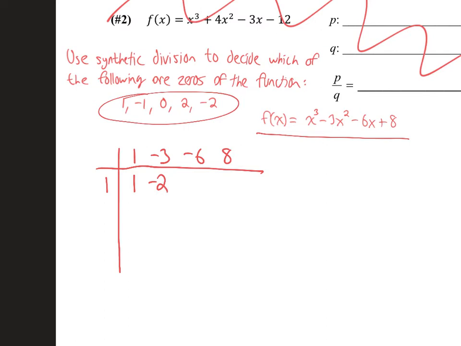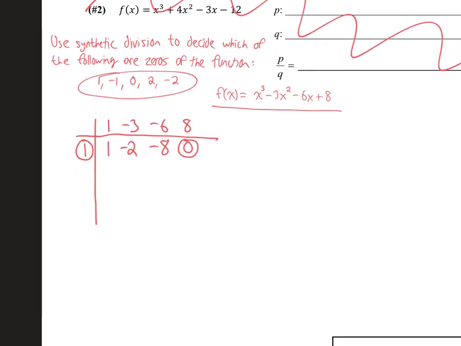Underneath the negative 6, and negative 6 plus negative 2 is negative 8. And then we're going to do negative 8 times 1, and that's going to go underneath the 8, and then we have 8 minus 8, which is going to be 0. So this one will work. 1 is an actual 0 of this polynomial.